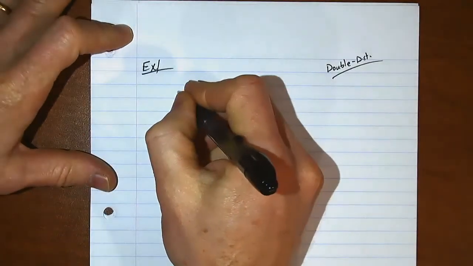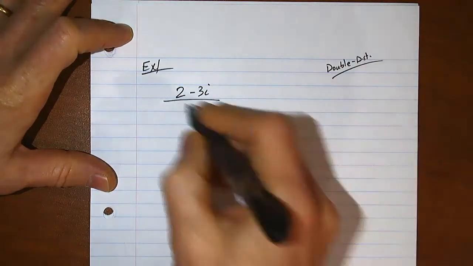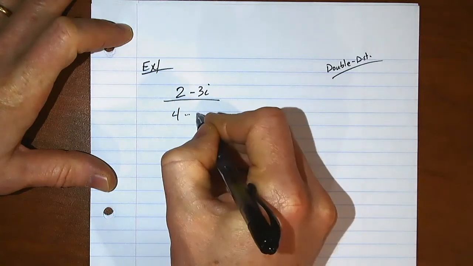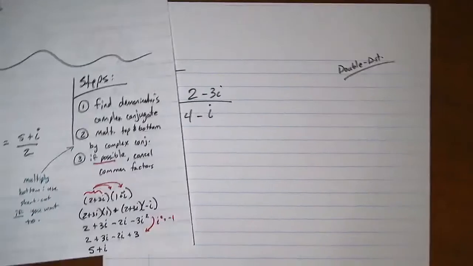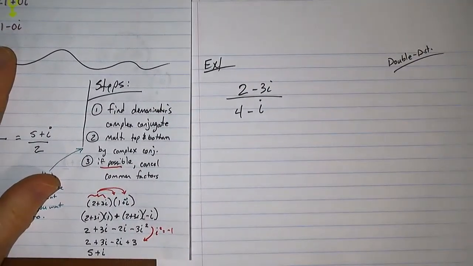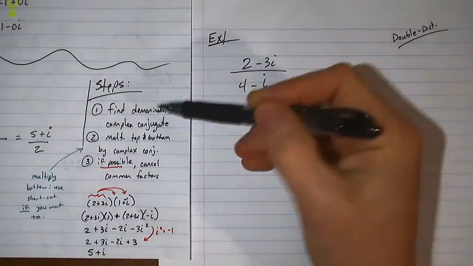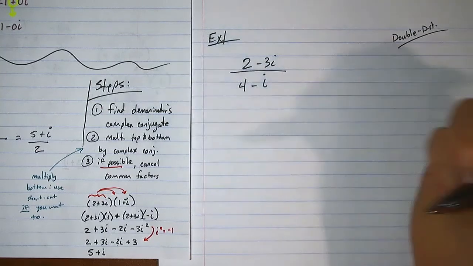So here we go. Suppose I have 2 minus 3i, and I'm going to divide that by 4 minus i. So there we go, 2 minus 3i divided by 4 minus i. We had 3 steps that we talked about in the previous video. As a quick reminder, here were our 3 steps. I'm just going to leave this off to the side as we do this so that we can reference them. The first thing we want to do is find the complex conjugate of the denominator, the bottom number.